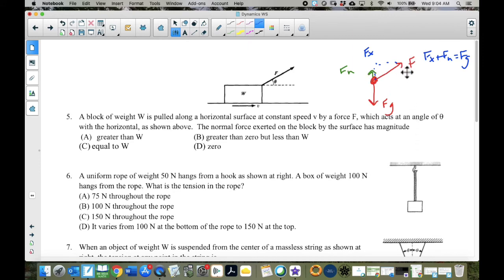That pull is making it less. The fact that it's pulling up a little bit is making the normal force less. So it is not greater than W, that's for sure. It's not equal to, because there is a pull on it. It's not 0. It's greater than 0, but less than the weight. Because that force that's being pulled is pulling it up just a little bit, and it's creating a lesser normal force.